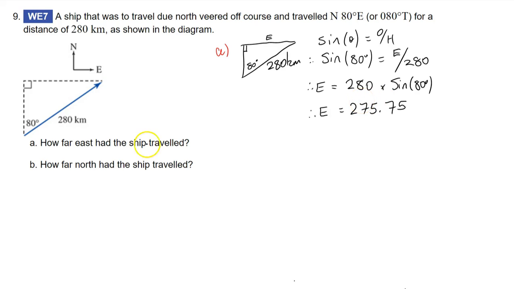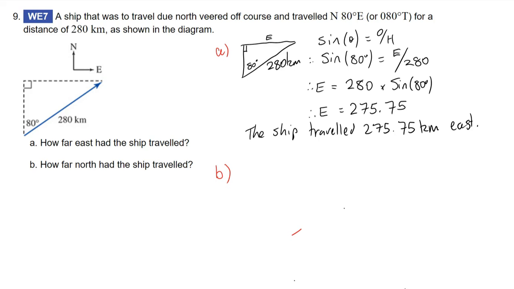So this was a worded question. It asked me how far east the ship travelled, and I need to answer in words. So the ship travelled 275.75 kilometres east. That's an important step. If it asks you in words, in plain English, you need to answer in words in plain English. So let's do B.